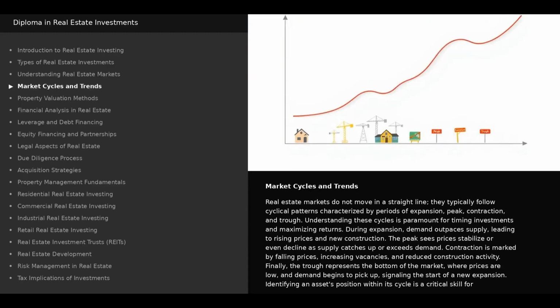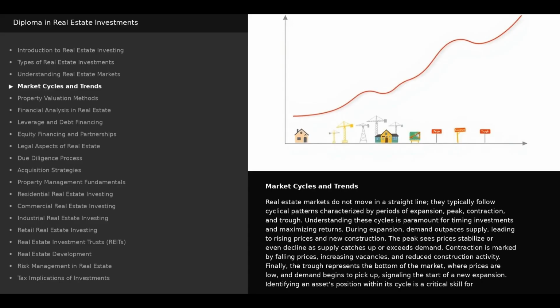Market cycles and trends. Real estate markets do not move in a straight line. They typically follow cyclical patterns characterized by periods of expansion, peak, contraction, and trough. Understanding these cycles is paramount for timing investments and maximizing returns. During expansion, demand outpaces supply, leading to rising prices and new construction.